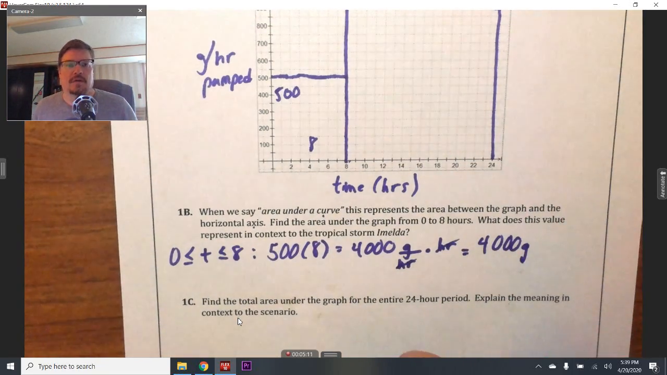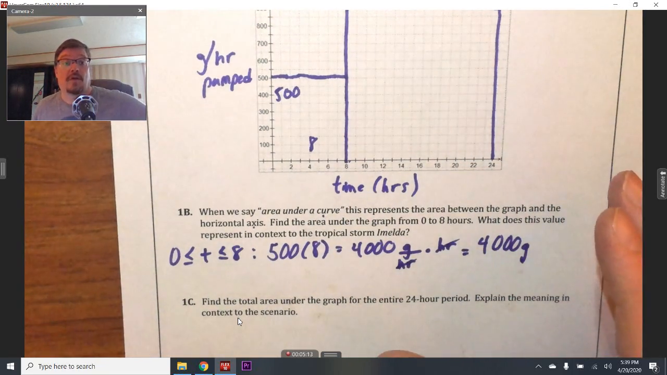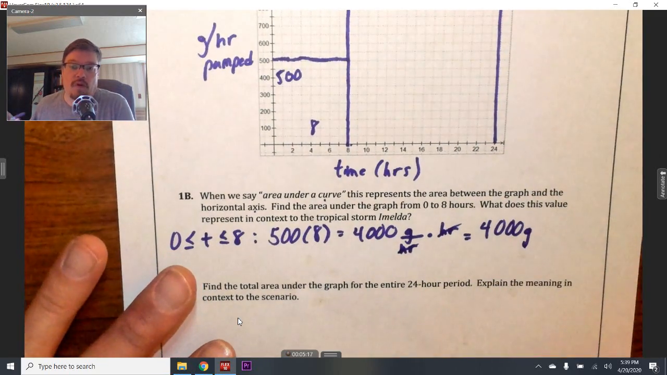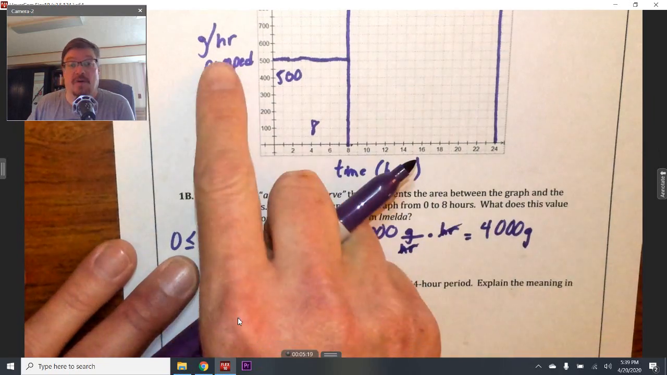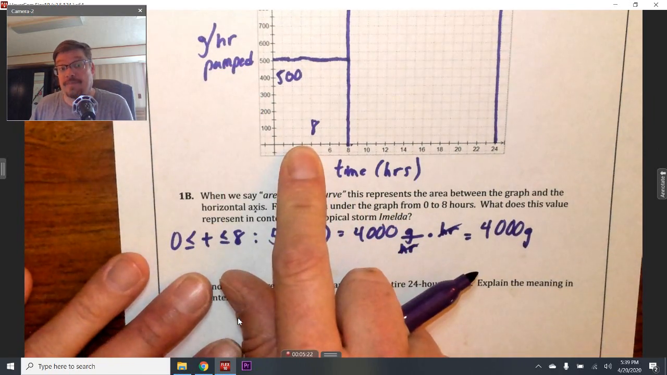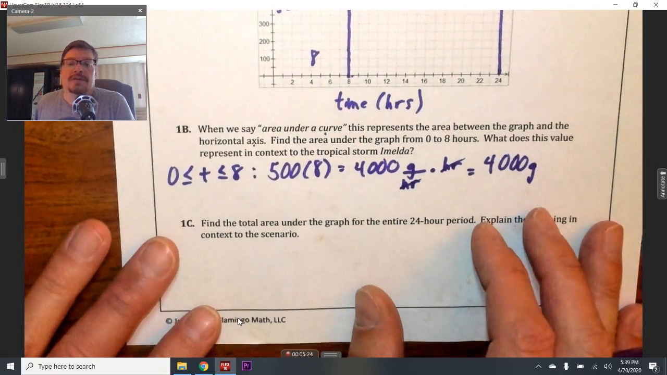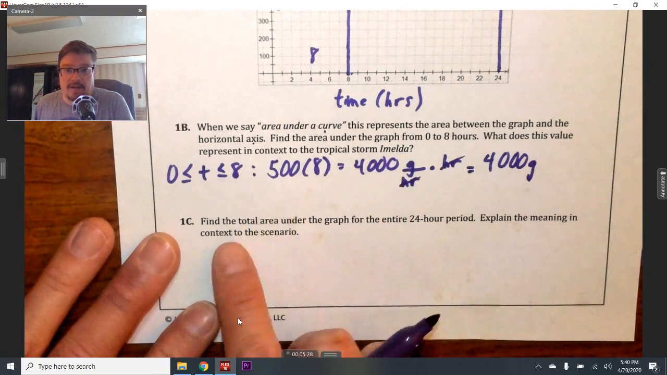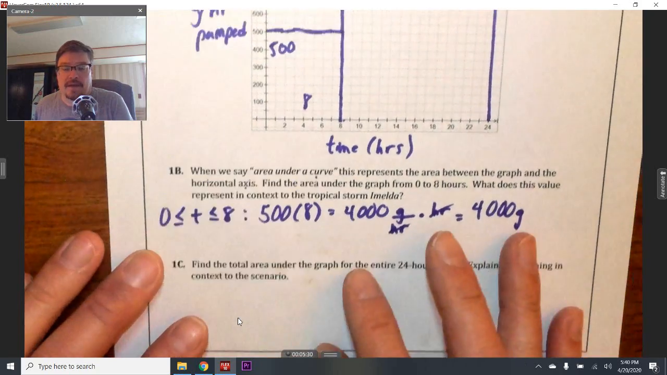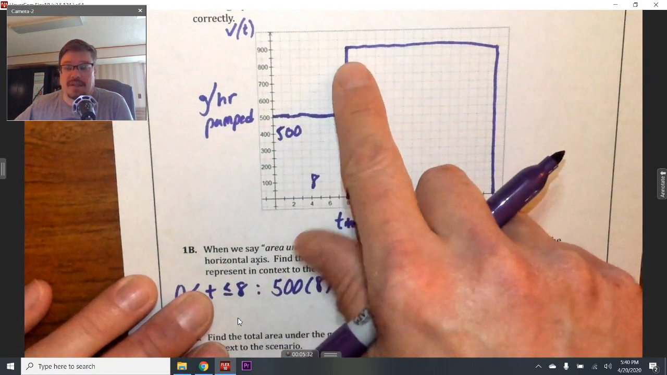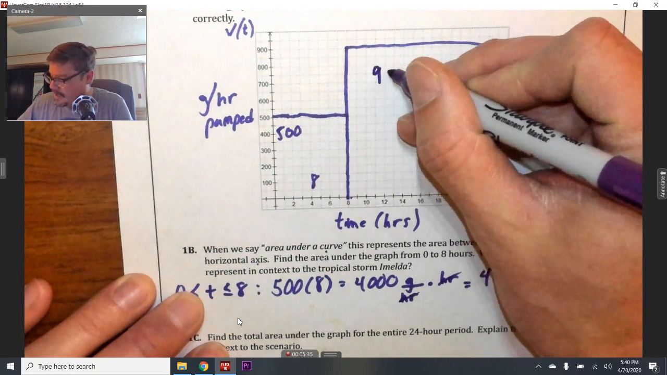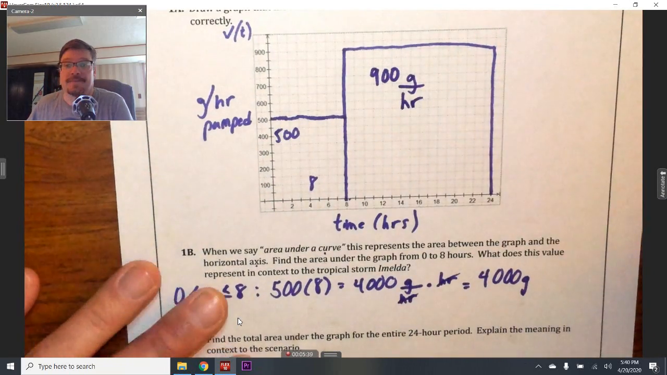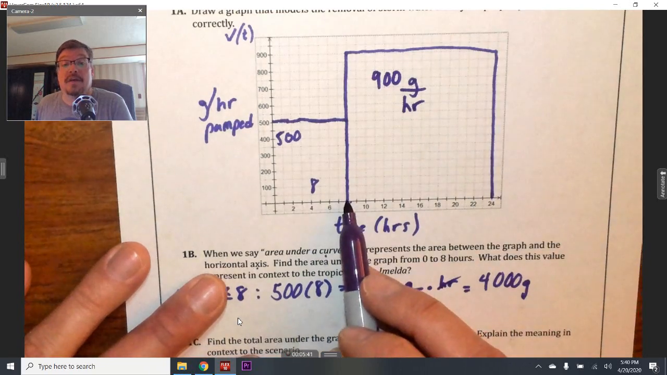What you are doing, though, is literally finding the area under the curve. And so this represents how many total gallons were actually pumped those first 8 hours, because you multiplied the velocity times time. That's just from 0 to 8. Now, if we want the total area, the total area would also include this. So here we jumped to a rate of 900 gallons per hour. Now we're going to multiply it to the rest of this.